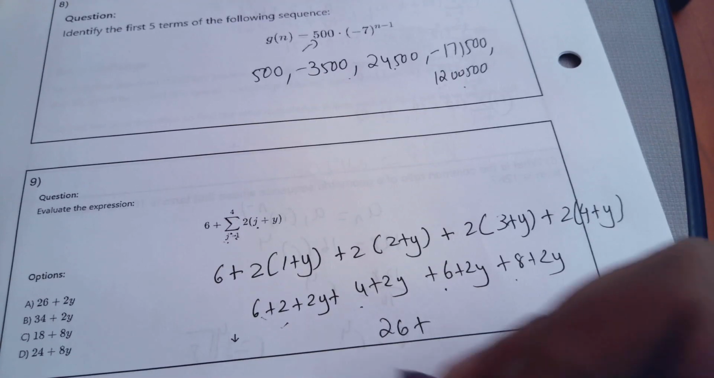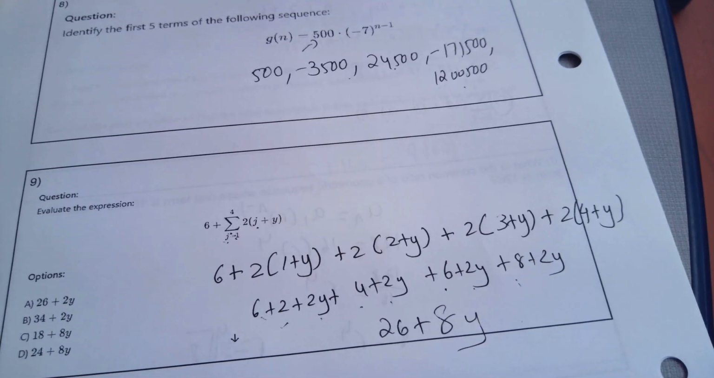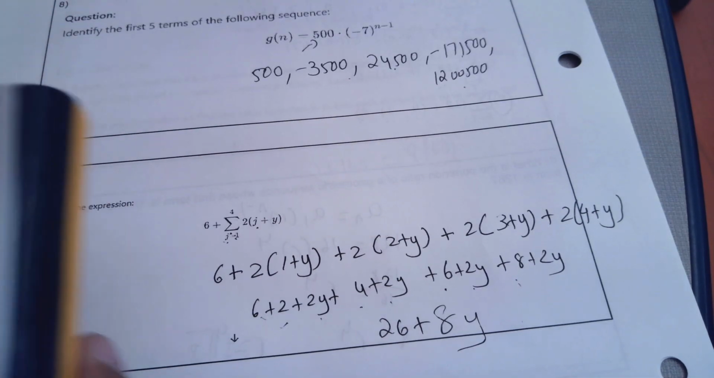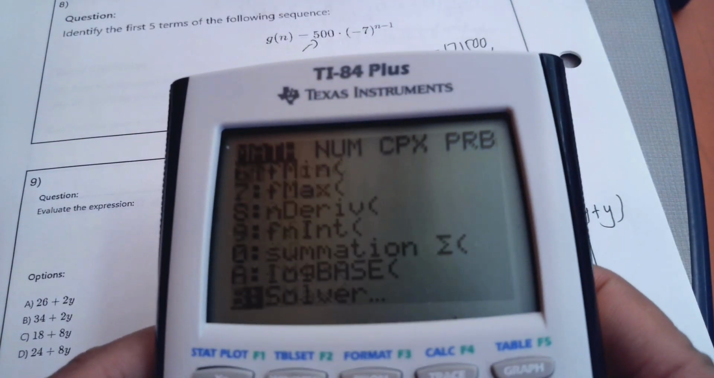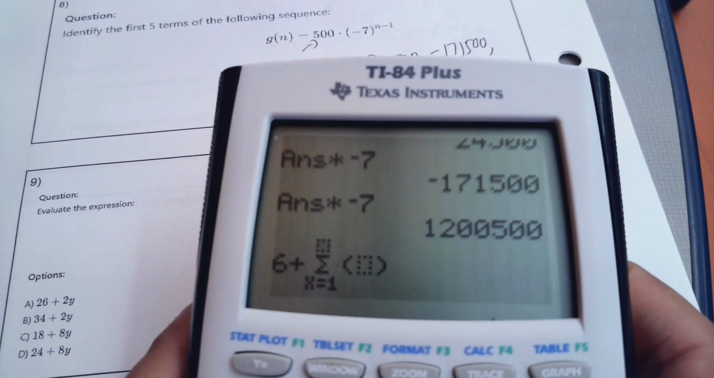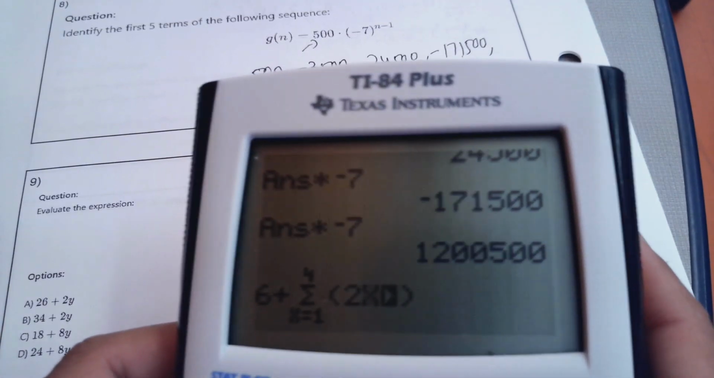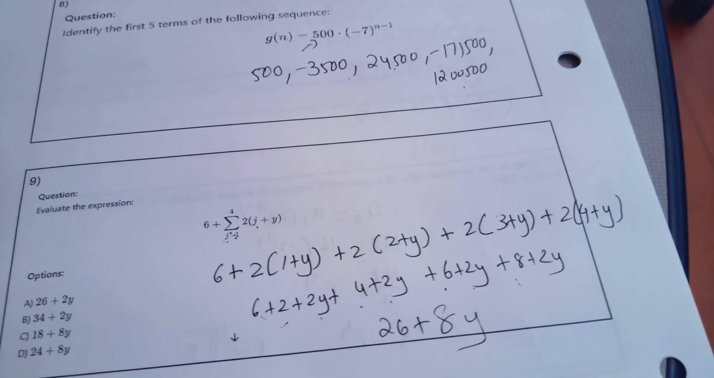Wait, what? 2, 4, 6, 8. 8y. Why is it not part of my answer? What did I do wrong? 6 plus 2 is 8, 8 plus 4 is 12, 12 plus 6 is 18, 18 plus 8 is 26. It should be 26 plus 8y. I don't know why it's not that. Let's see. I'm just going to check my calculator. 6 plus math, sum of x equals 1 till 4 for 2x. Let's just see that. Yeah, I'm right. I think this is a printing mistake here. It should be 26 plus 8y.